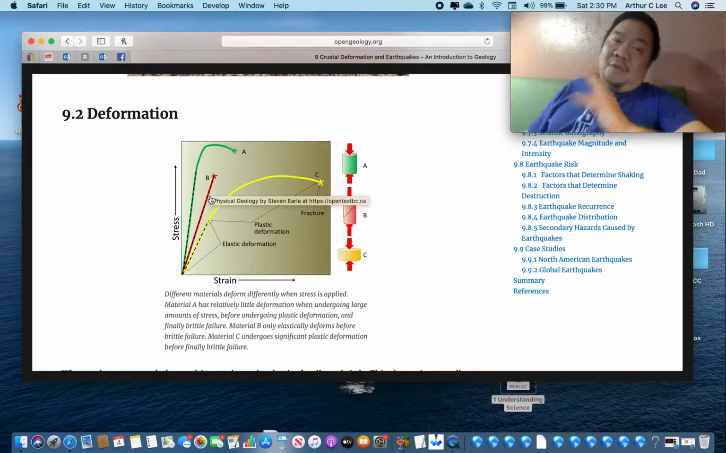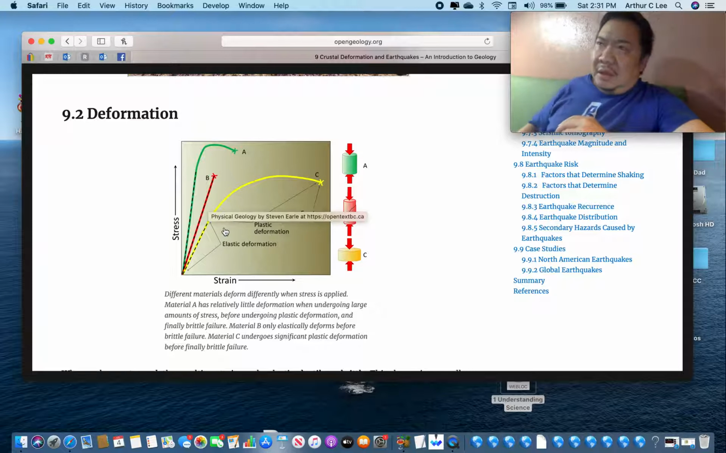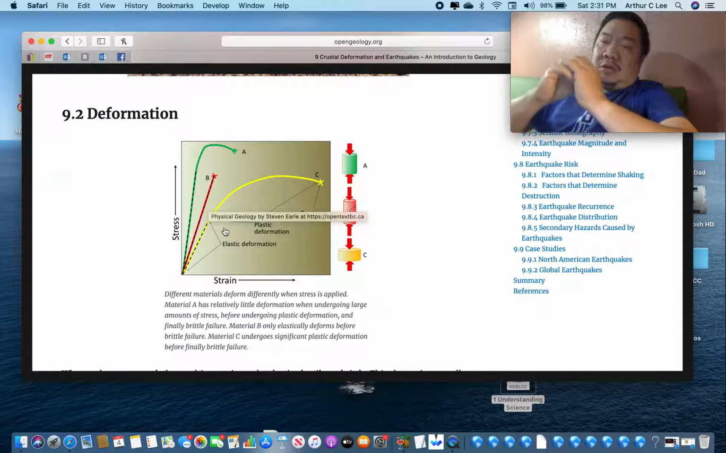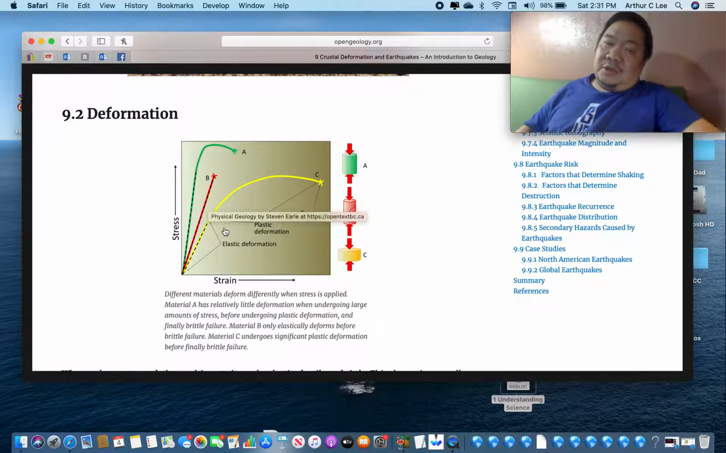And elastic deformation, represented by these 3 dashed lines for these 3 different rocks, is what causes earthquakes. I'll repeat that. Elastic deformation causes earthquakes. When you cause rocks to change shape temporarily, and then you release that stress and the rock returns back to its original shape, you get an earthquake.